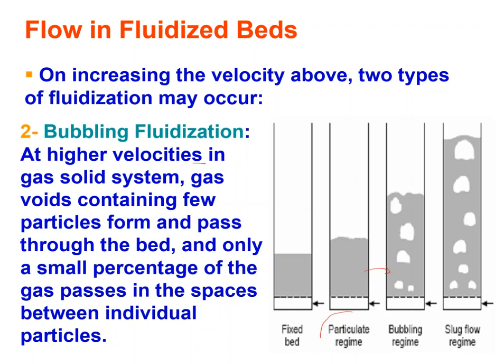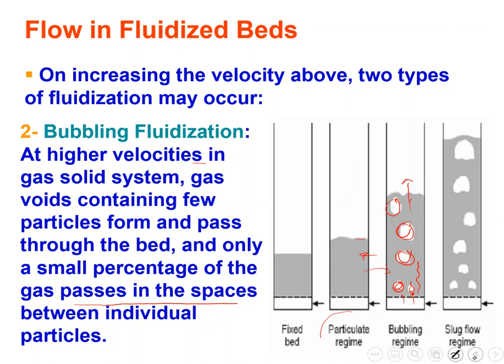At higher velocities in the gas solid system, gas voids containing a few particles form and pass through the bed. As you can see, now I have those bubbles. Here I don't have bubbles in the particulate regime. The bed is still homogeneous, no bubbles. But at the bubbling regime, I will start to get those bubbles. And only a small percentage of the gas passes in the spaces between the individual particles. So now I don't have gas going here. All the gas is going through bubbles, going up the bed as bubbles. So this is called the bubbling fluidization.